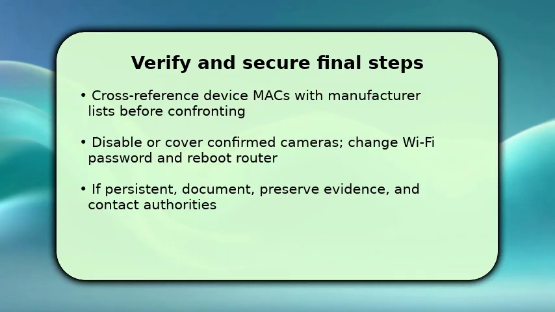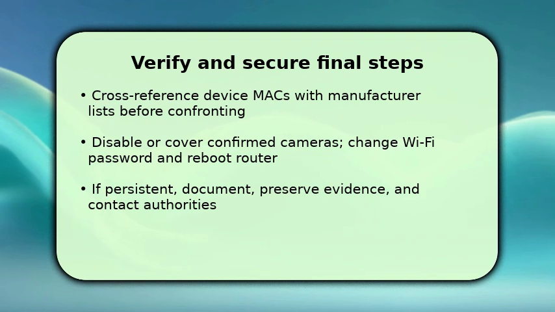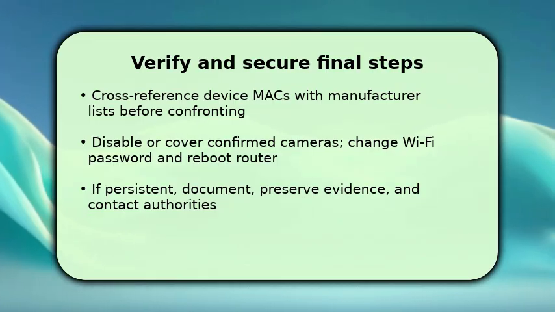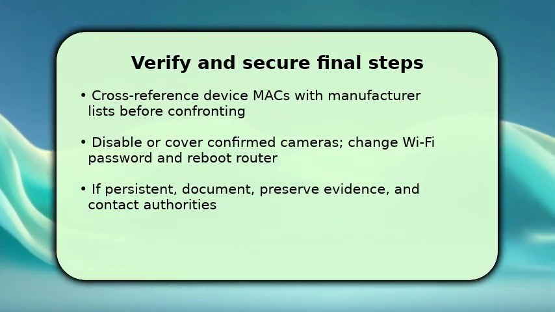Make sure to enable WPA2/WPA3 and device isolation. If a hidden camera cannot be removed or is clearly malicious, document serials and images, preserve evidence, and contact law enforcement for next steps.